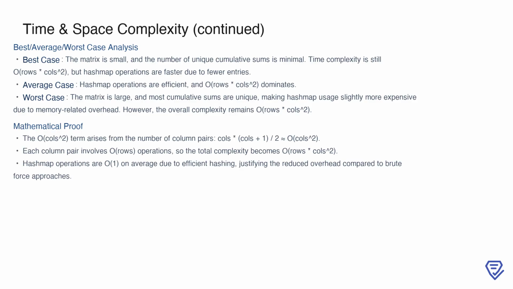Mathematically, the cols^2 term comes from the number of column pairs, which is approximately cols * (cols + 1) / 2. For each column pair, we perform rows operations, leading to the final complexity of rows * cols^2. Hash map operations are efficient on average, ensuring that this approach outperforms brute force methods significantly.